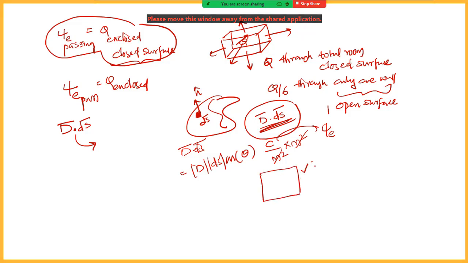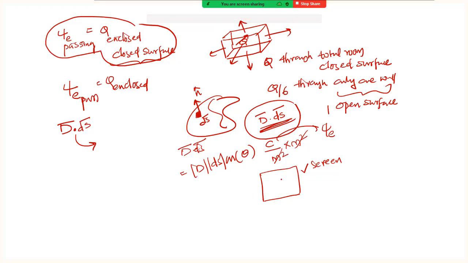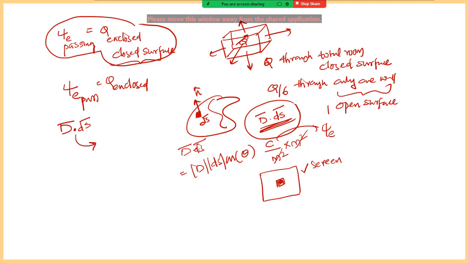You assume this is your screen, and from the screen you are getting the electric flux lines towards you. So whatever the perpendicular direction is there, that means this is the small ds value we have taken in the previous diagram. So you assume this is a ds. Through this ds, you are getting the electric flux lines towards you. To measure those electric flux lines coming out of this particular screen towards you, you need to keep this ds also in the same direction.